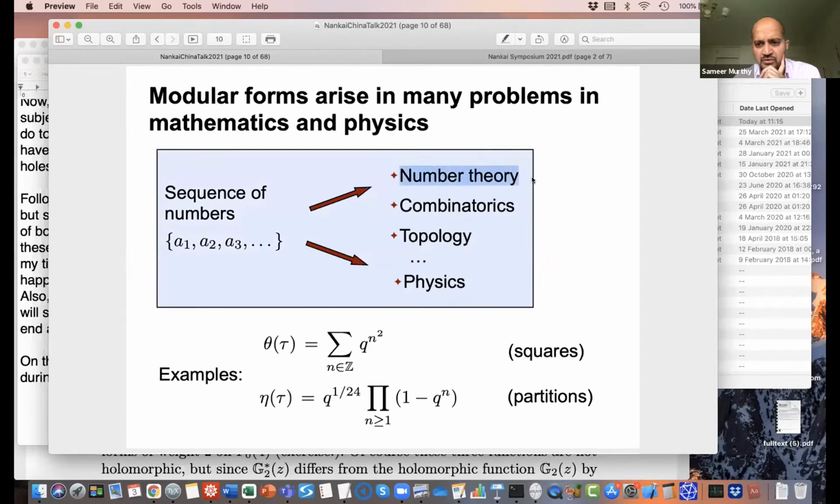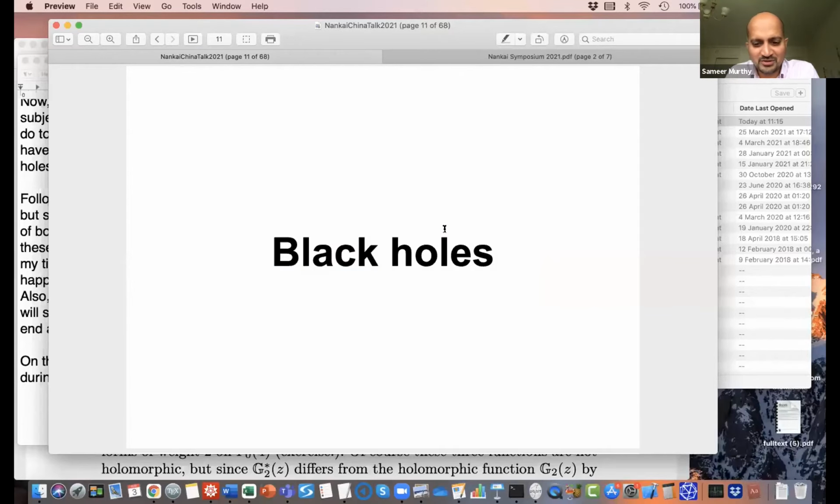So I gave you one example from number theory, one from combinatorics. Similarly, the same thing happens in other subjects: topology, geometry, in many places in mathematics, and also in physics. All right, so that was my very, very brief review of modular forms that we need. I'll now move to black holes unless there are questions.